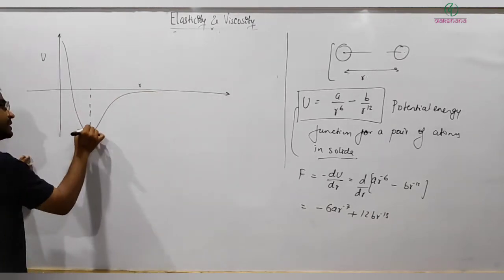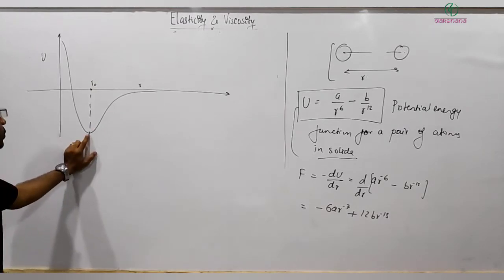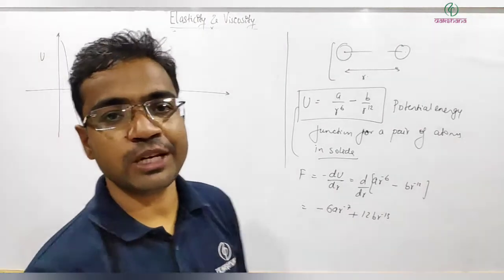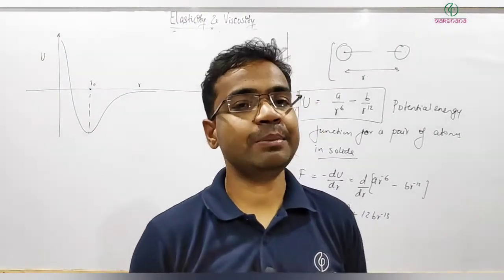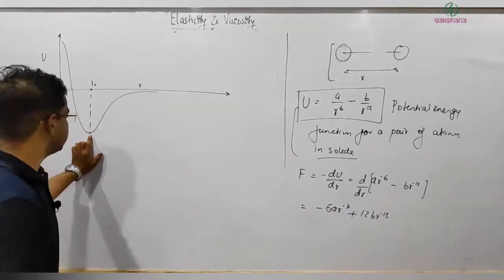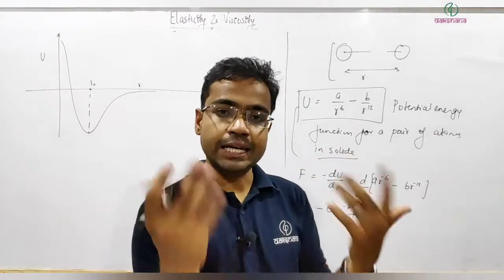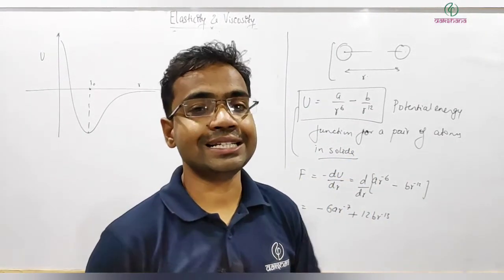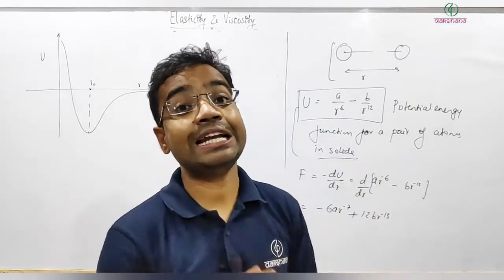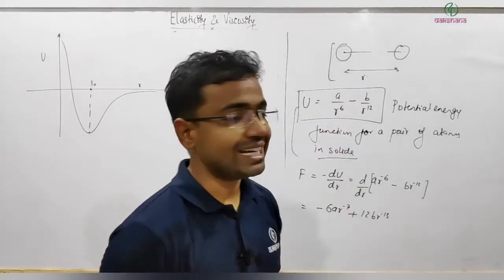So here there is a particular proper separation R naught at which the potential energy U is minimum. And when potential energy is minimum, what does it mean? That means the system will be in stable equilibrium at that point. So here the system will be in stable equilibrium. So if we are simply leaving the solid lattice, then atoms will be staying at a separation where they are in stable equilibrium, meaning the potential energy of interaction between two atoms is minimum.